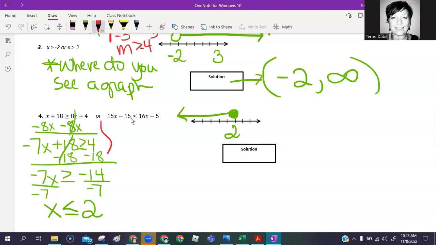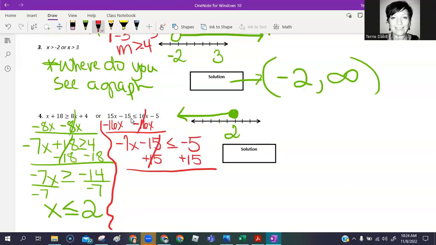Okay, I'm going to do the other problem. I'm going to pull that 16x over. I like to put my x's on the left side. Those are gone. That gives me negative 1x minus 15 is less than or equal to negative 5. So I'm going to do plus 15, and I have negative x is less than or equal to 10.